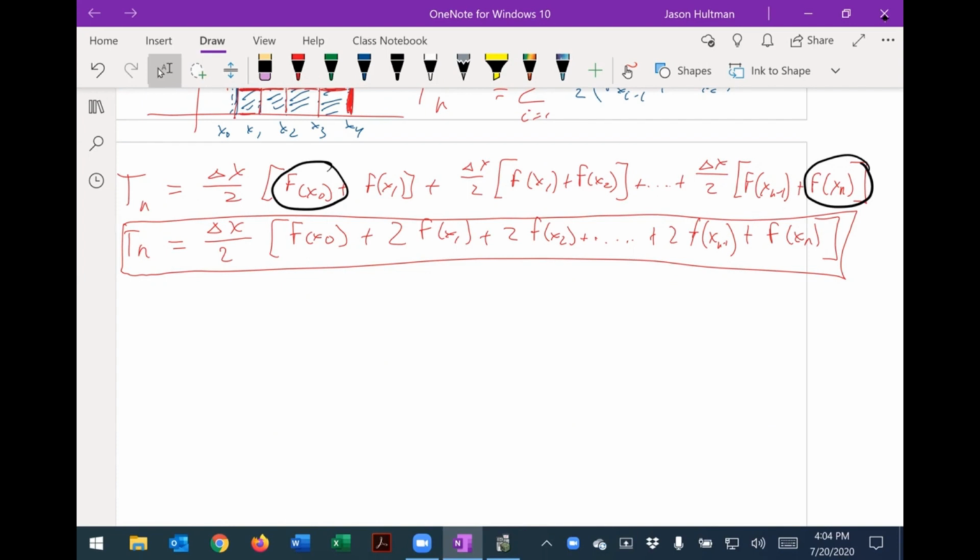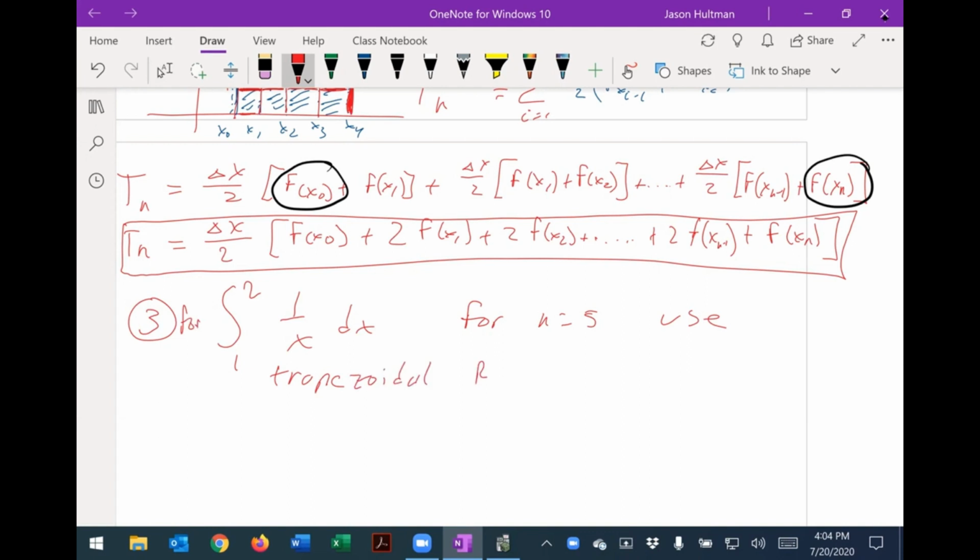So let's do the trapezoidal rule here. We'll make this number 3. For the integral from 1 to 2 of 1 over x dx, for n equals 5, use the trapezoidal rule to approximate. Let's use the trapezoidal rule now to approximate this.